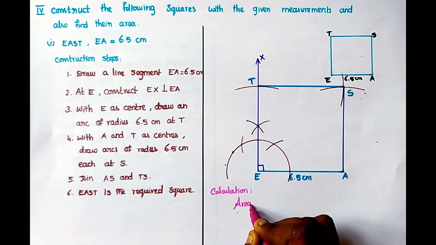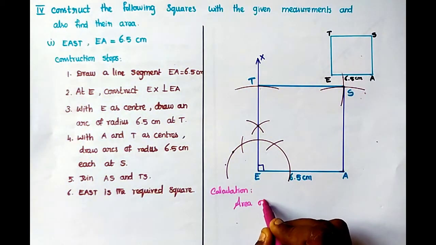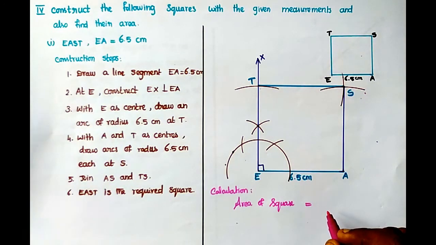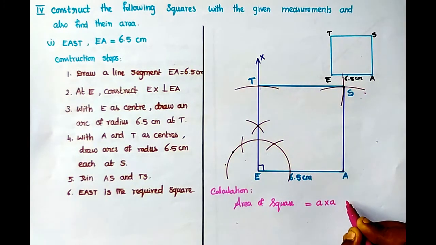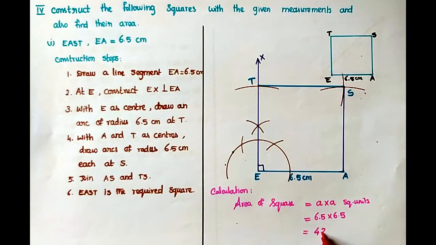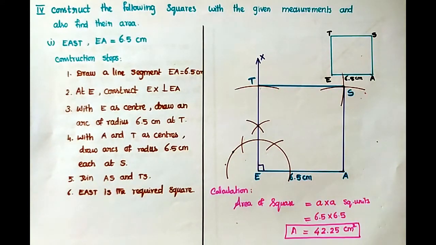Now calculation. Area of square. Area of square, what is the formula? A into A, side into side, right? So A into A square units. What is the side here? 6.5 into 6.5. Multiply these numbers, we get 42.25 centimeter square. That is area. That is the answer.